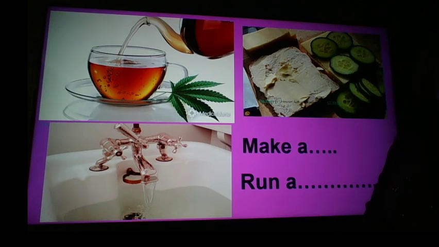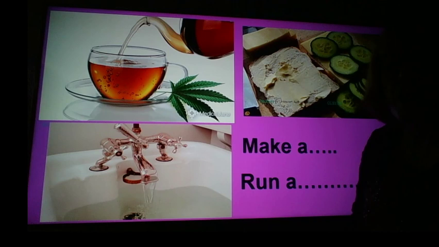So we don't say make a bath, we say run a bath. Will you run a bath? I know it doesn't really make sense, does it, run a bath? But it does if you think that what we're really saying is, can you run the water into the bath?